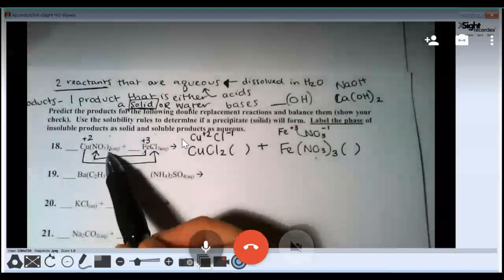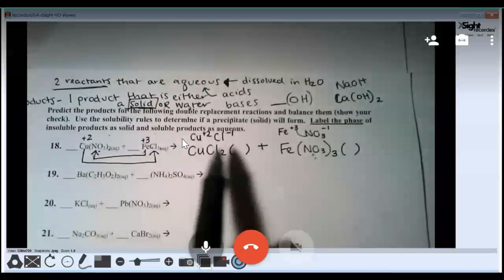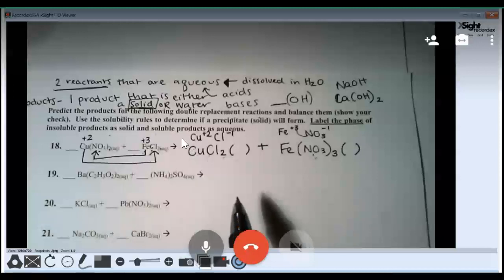So we have 2 nitrates on the reactant side, we have 3 on the product side, we have 3 chlorines on the reactant side, and only 2 on the product side. So we got a whole bunch of stuff to fix here. What's one thing that we could do to start fixing this?